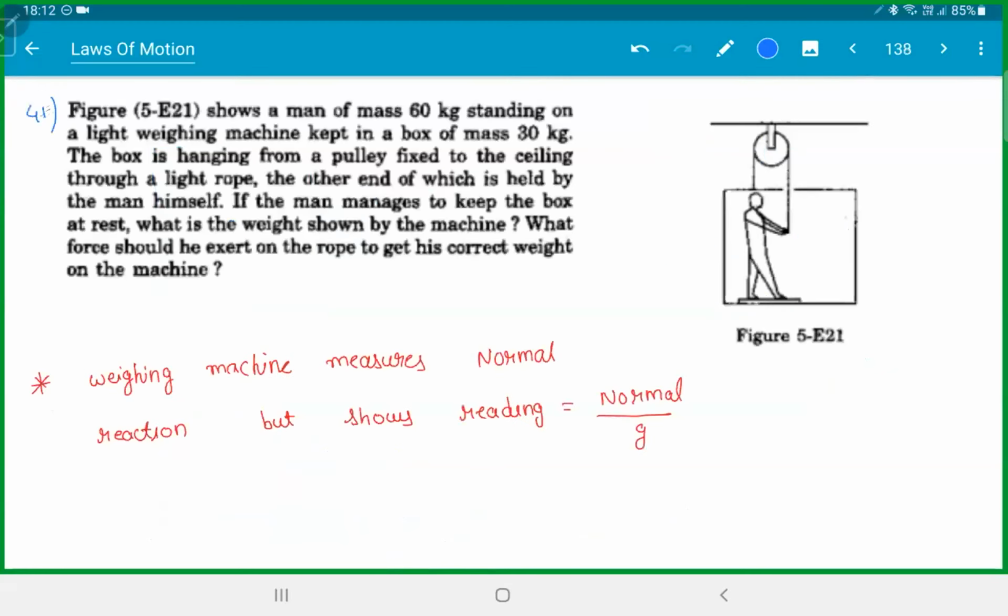Now let's get this question. So that is a concept you should know about a weighing machine. Other than that, the question will be regular. There are two parts in this question. Part one, if the man manages to keep the box at rest, what is the weight shown? What is the force he should exert on the rope to get his correct weight on the machine? Take 3 minutes.